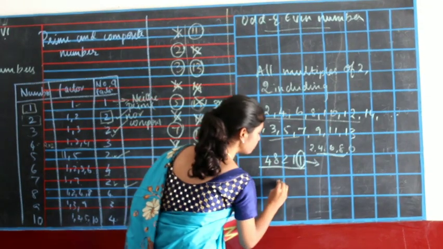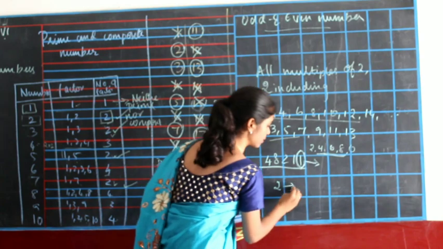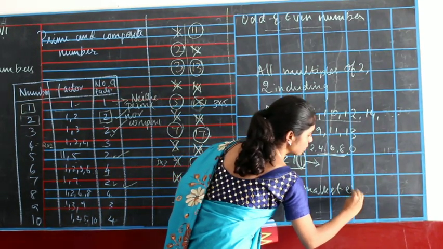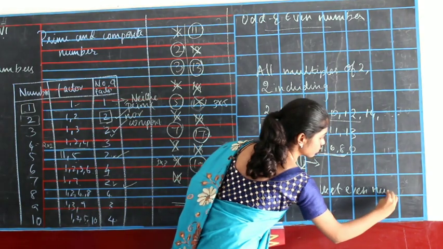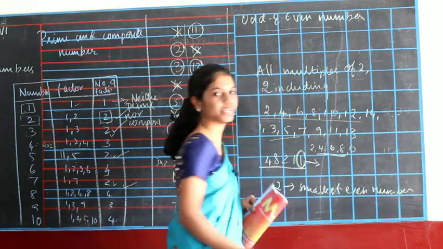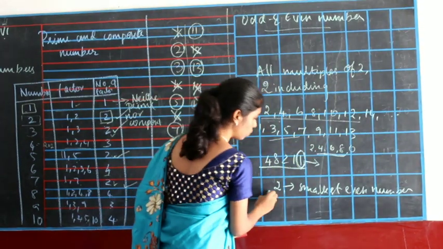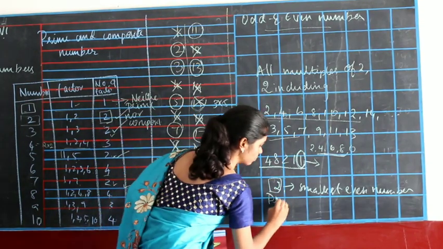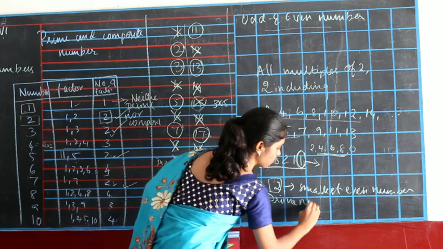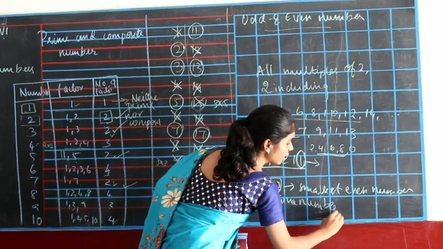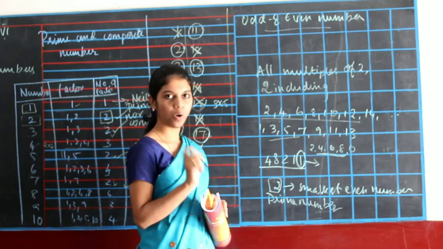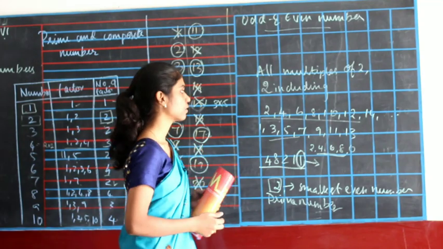And 2 is the smallest even number, because before 2 you have only 1, right? So 2 is the smallest even number and it is a prime number. 2 is the only even prime number. Every other prime is an odd number.